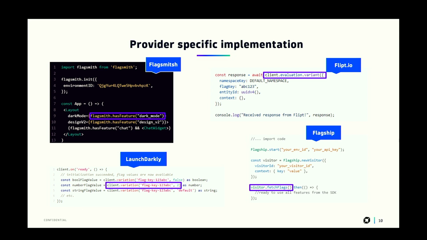So you will end up with a lot of provider-specific code in the code base of your services. And it would look pretty similar if you're using some kind of homegrown solution, like a config file or a custom database, which you use to store and access your feature flags. So a lot of provider-specific code in your implementation.